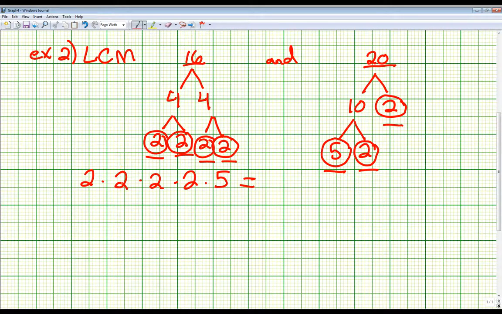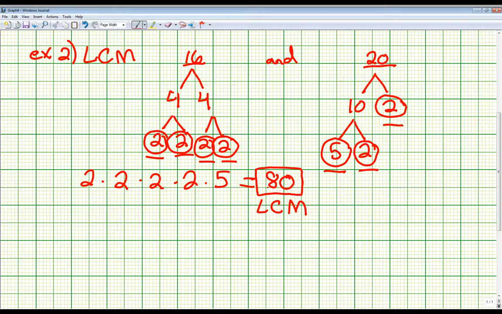So 2 times 2 would give me 4. That 4 times 2 would give me 8. That 8 times 2 would give me 16. And that 16 times 5 would give me a total of 80. So 80 is going to be our least common multiple for the numbers 16 and 20.